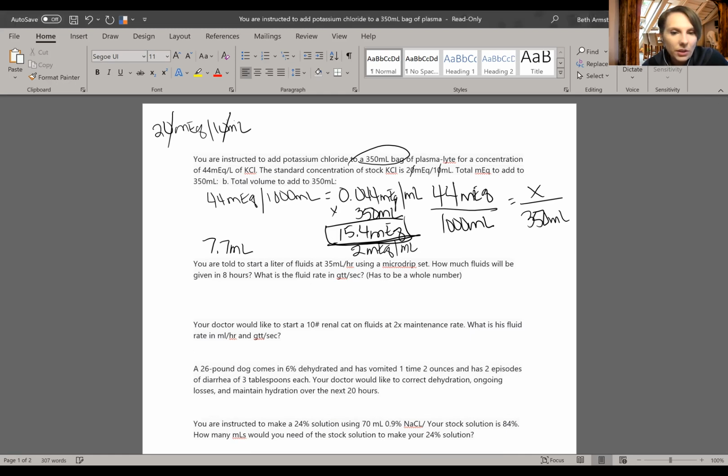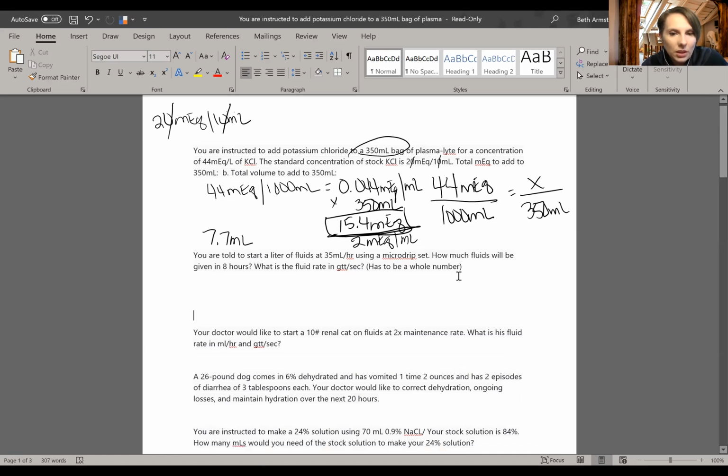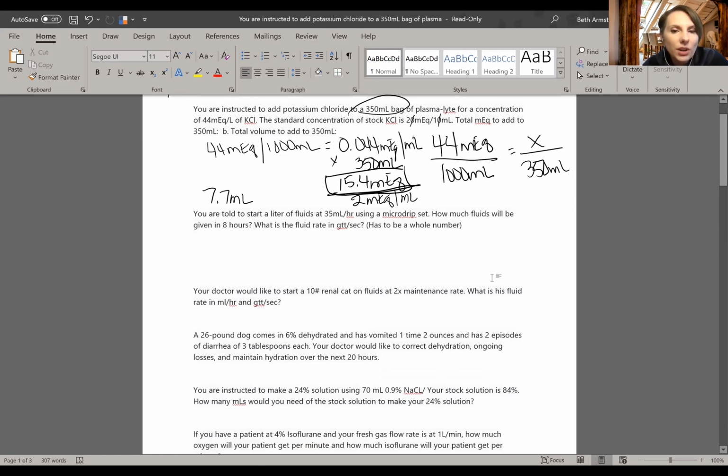Okay. So our next one: you are told to start a liter of fluids at 35 mils an hour using a microdrip set. How much fluids will be given in 8 hours? And then what's the fluid rate in drops per second? I like to do this because it freaks you guys out when there are 2 questions in there. So focus on one part of the question first, and then go to the next one.